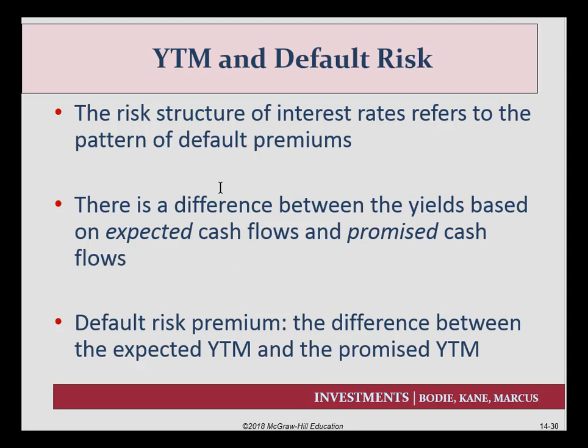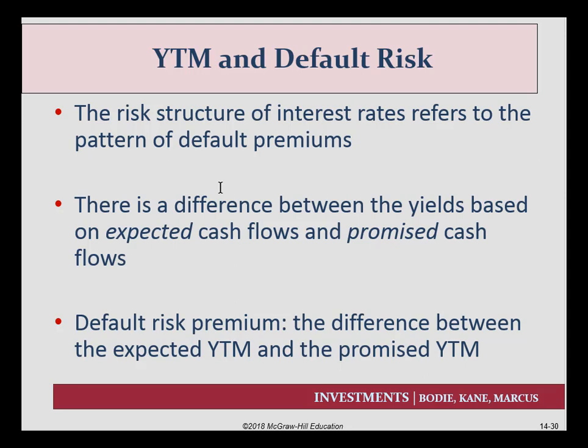All right, there's a difference between the yields that are based on expected cash flows and promised cash flows. Promised is what the contract says, but expected implies that there's a chance of default, and we need to incorporate that into our analysis. So the default risk premium is the difference between the expected yield to maturity and the promised yield to maturity. In other words, that difference is what you want to get paid just in case the company goes bankrupt and defaults on its debt.